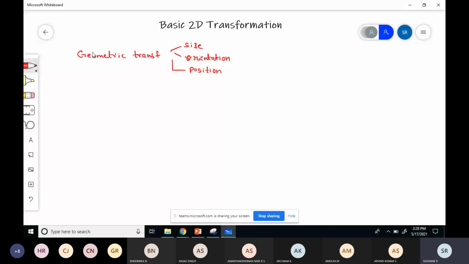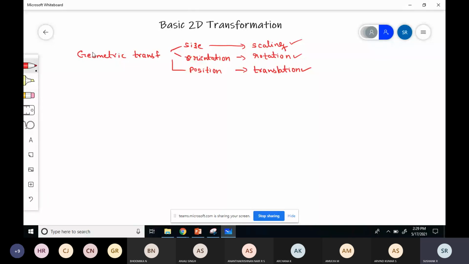In computer graphics, if you're changing the position, we will call it translation. If you're changing the angle, if you're rotating the object, we will call it rotation. And if you're changing the size of an object, we will call it scaling. So these are the basic 2D geometric transformations. One is translation, which is changing the position. The second one is rotation, which is changing the angle. And the third one is scaling, increasing or decreasing the size of the object.